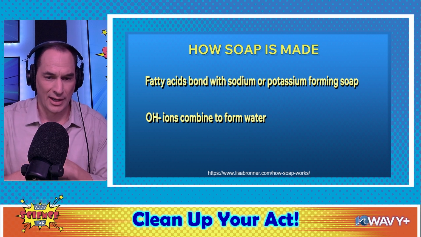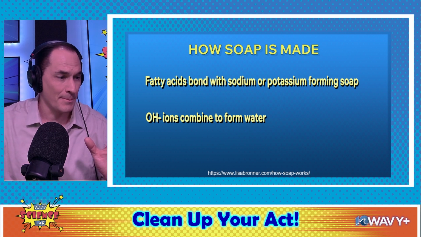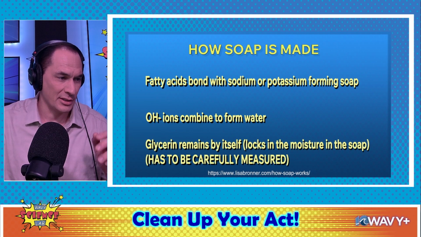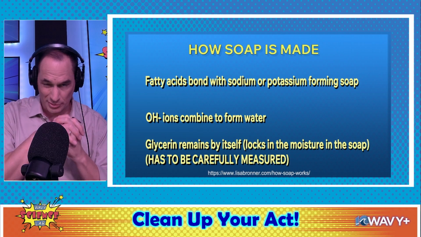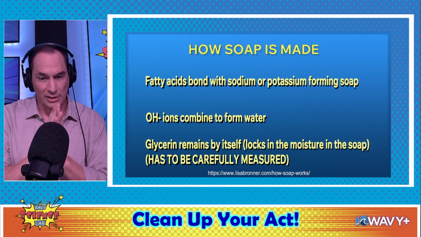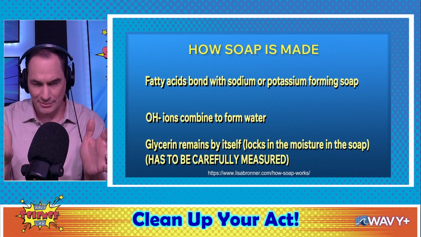So now you've got the OH, the ions combine to form water, and that's one of your outputs. And then the glycerin remains by itself, and that helps to lock the moisture into the soap. It's still there. They leave it in the soap, I believe. But no, again, all this has to be carefully measured.